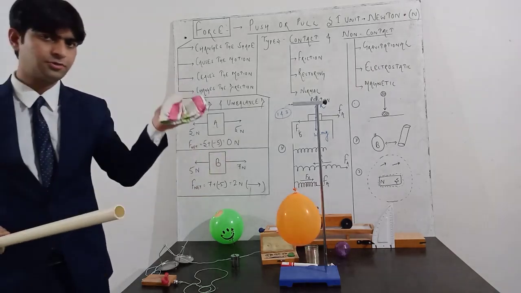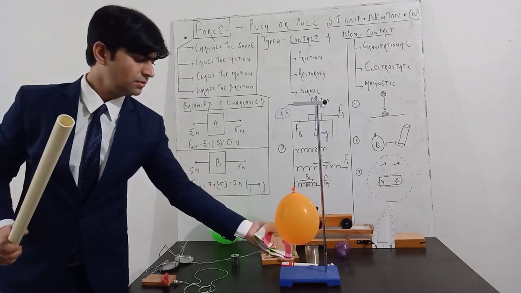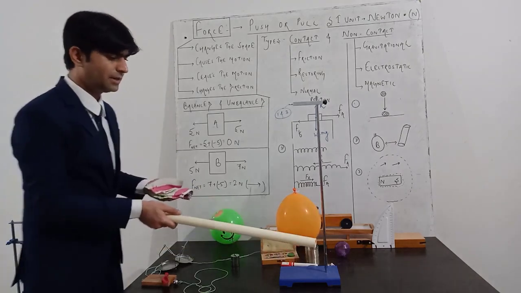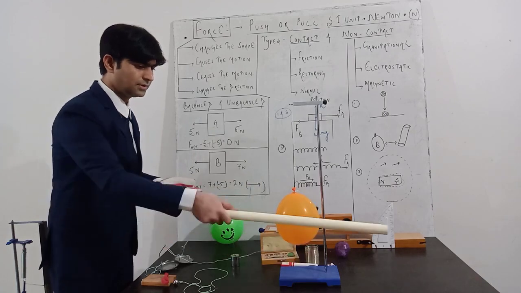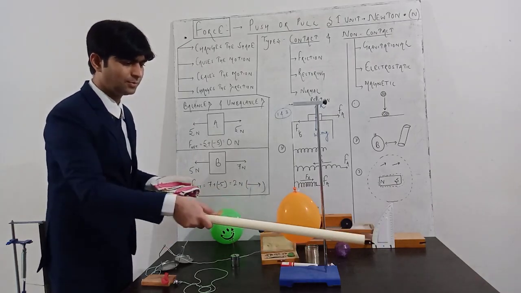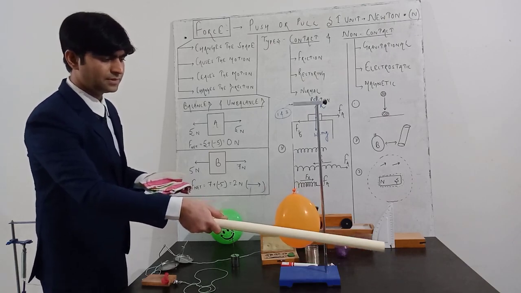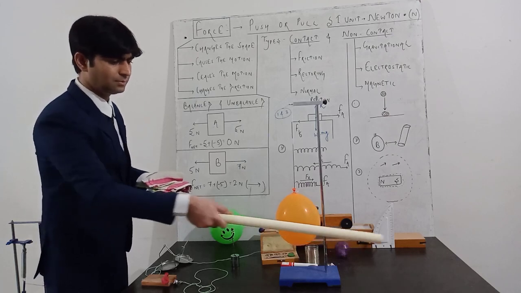Now this cloth is also charged and this pipe is also charged. If you see, this balloon will get attracted or maybe get repelled towards this. You can see the movement. There is no physical contact between the pipe and the ball, but still there is a movement in the ball.